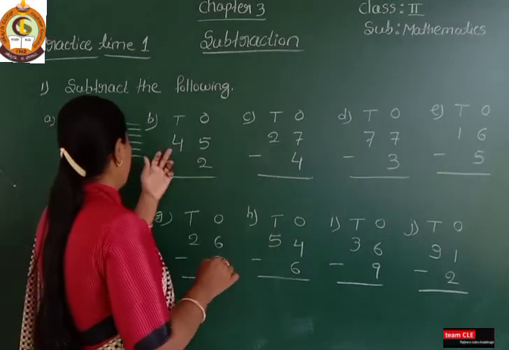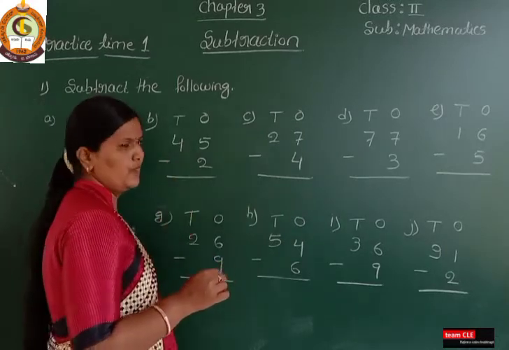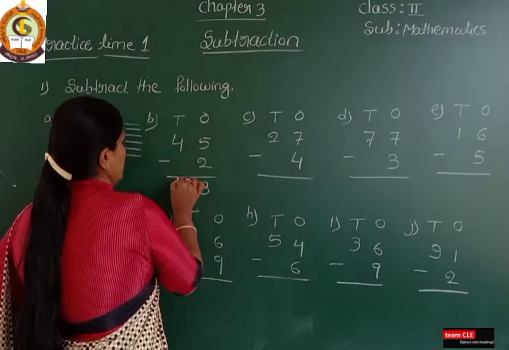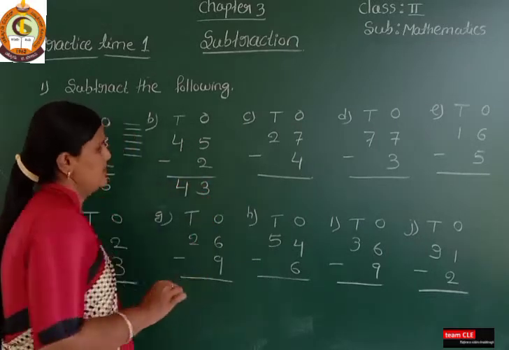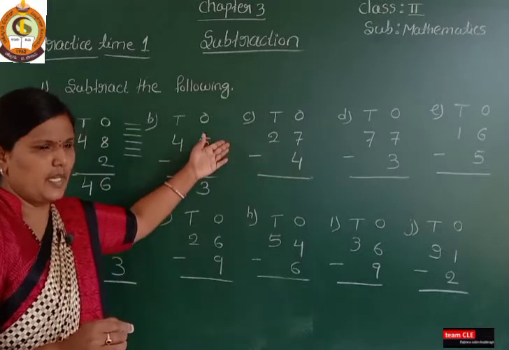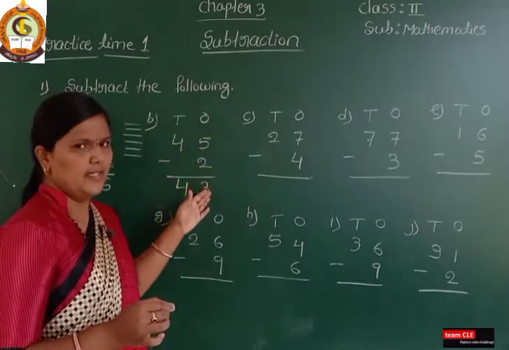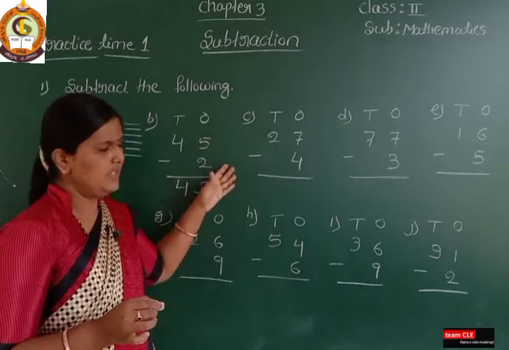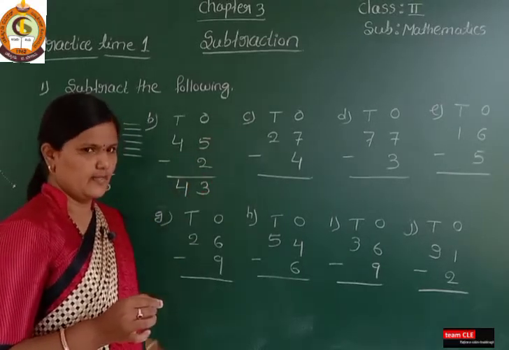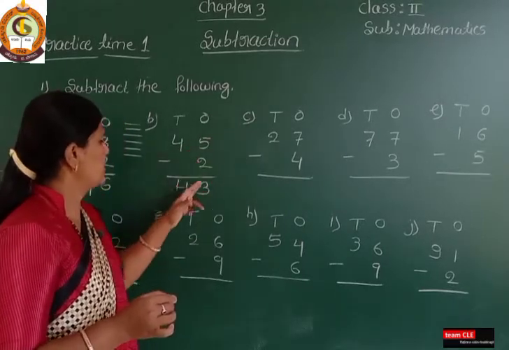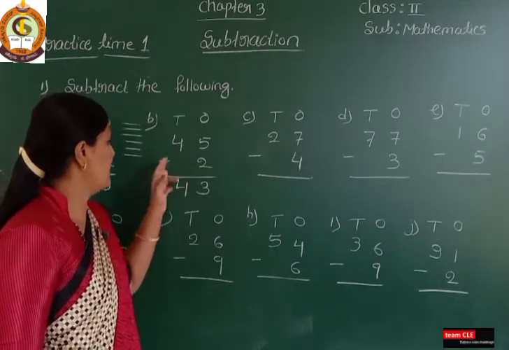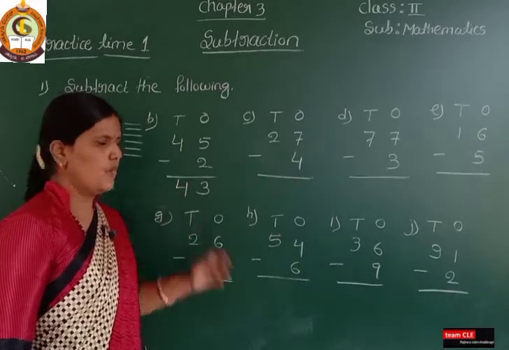Next, B. 45 minus 2. 5 minus 2 is how much? 3. So the 4 here, write as it is. You have to draw lines and subtract. If you have not understood like this, I have written it here directly. So you have to draw lines and subtract, then afterwards write the answer. Okay. 5 minus 2 is how much? 3. So write 4 as it is. That is 45 minus 2 is equal to 43.